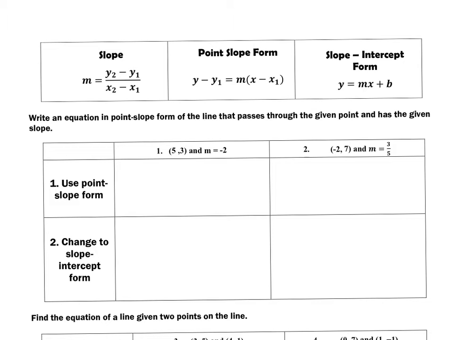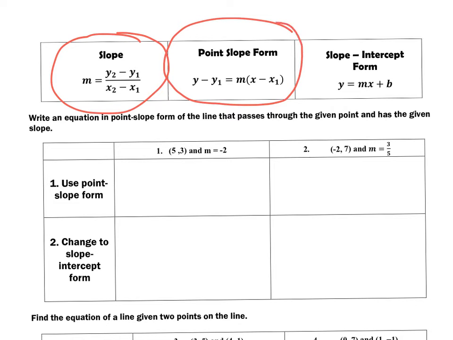We are writing equations using 2 points or a point and a slope. So we need our slope formula, the point-slope form of an equation, and the slope-intercept form of an equation. What we're going to do is write an equation in point-slope form of the line that passes through a given point and has a given slope.